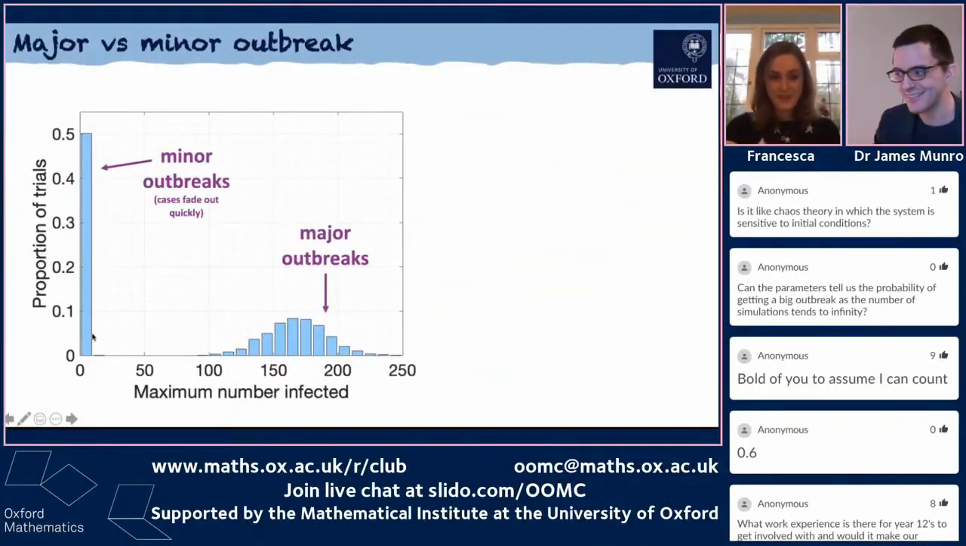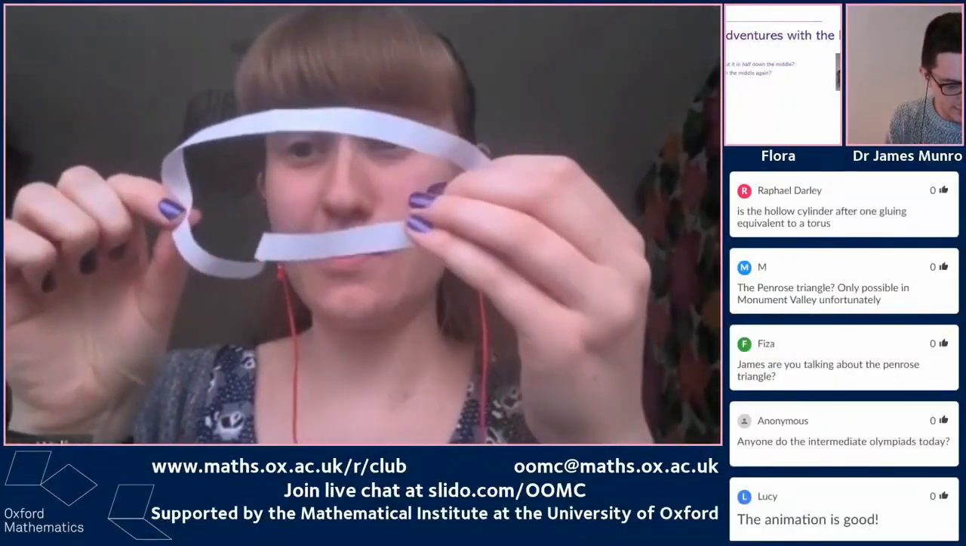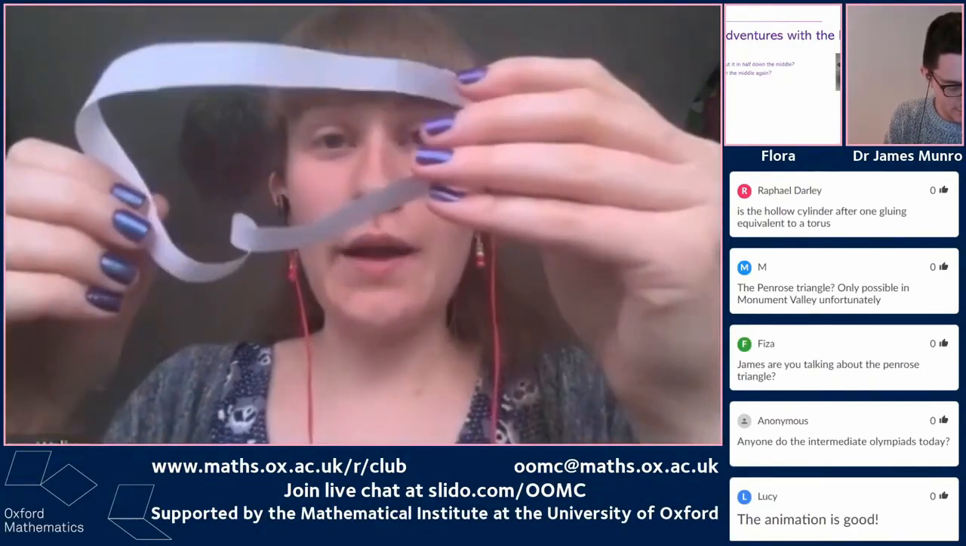Since I've got half of them over here in this big spike, if we add up all of these bars, we'll get the other half. So we have these major outbreaks occurring 50% of the time. When you cut all the way around, what you get is this. And if you don't believe me, please feel free to make a Mobius strip at home.